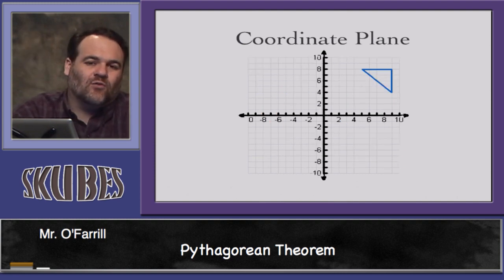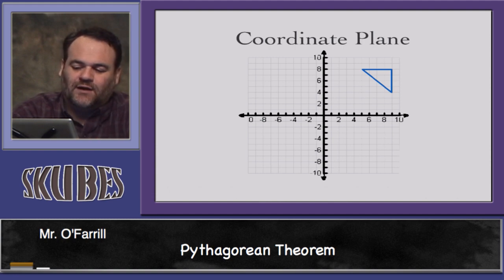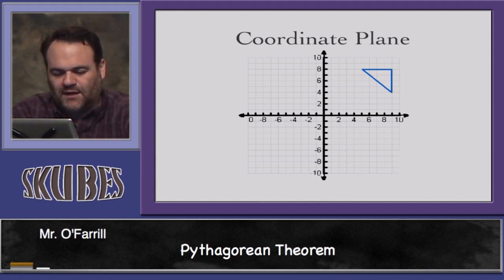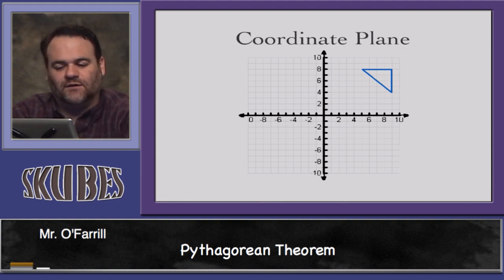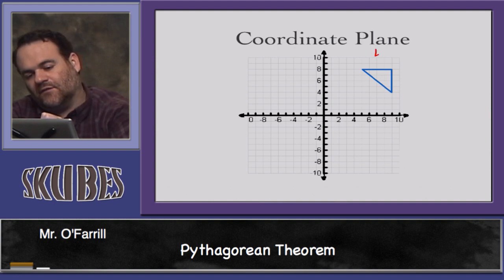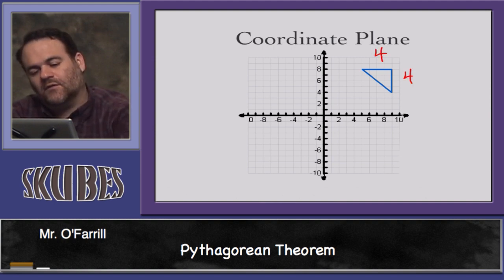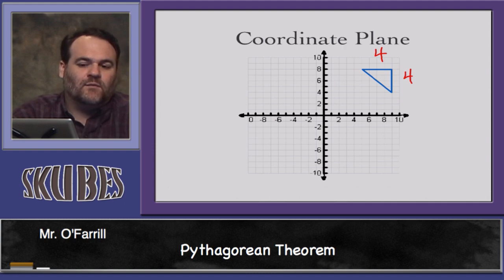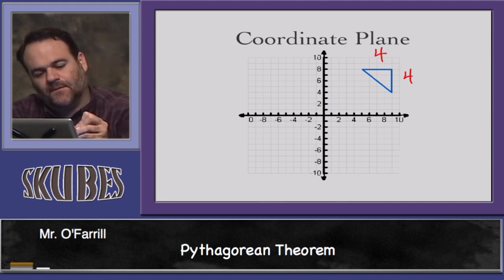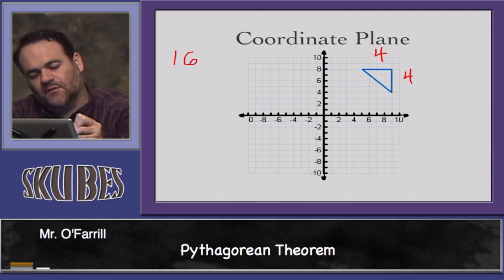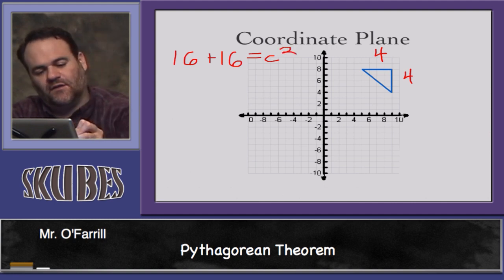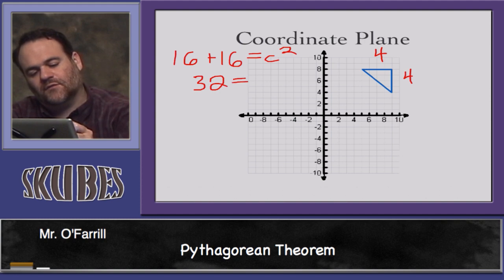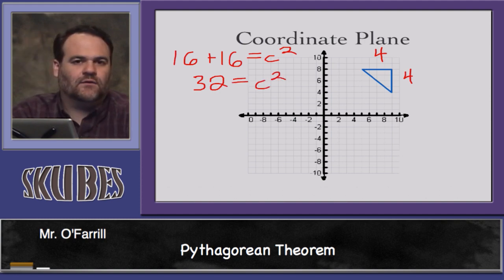And finally, let's look at one more. This time I moved the triangle way up there, but we're going to look at the lengths of the sides. We can count the squares, 1, 2, 3, 4 squares. This is 4 and this is 4. We're looking for the missing side. Well, 4 squared is 16, plus another 4 squared is another 16, and that is the hypotenuse squared. So 32 equals c squared.